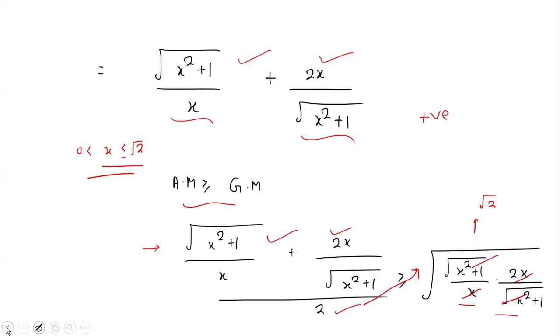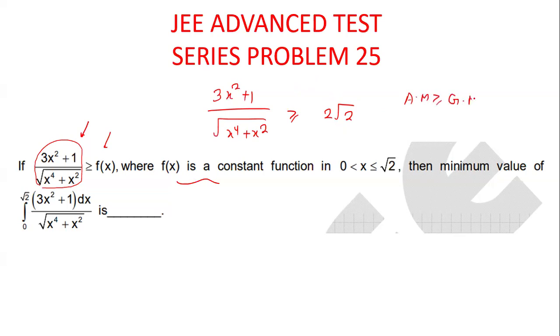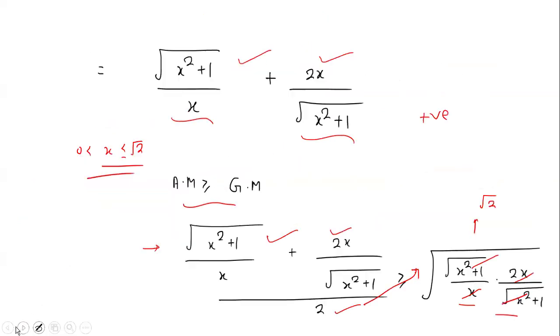Now in the problem it is given that this expression is always greater than or equal to f(x), where f(x) is a constant function. So we found that this expression is always greater than or equal to 2 root 2, by applying AM ≥ GM. Now our x is lying between 0 to root 2. So we have to check for which value of x this minimum value occurs, and whether that x value is lying between 0 to root 2 or somewhere else. So we have to check that.